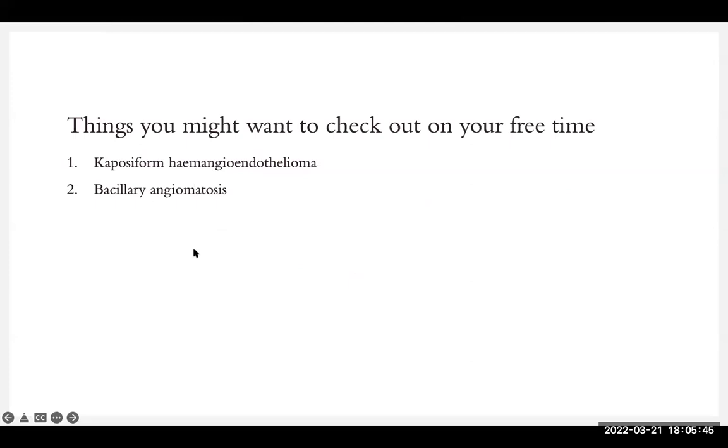I would highly recommend that you check out this too. You have Kaposiform hemangioendothelioma, which is a differential for Kaposi sarcoma. Check out how it appears and how it is different from Kaposi sarcoma. You have bacillary angiomatosis, which is a bacterial infection by Bartonella. You can check out how to differentiate the two. There's a special test that we do to know that this is not Kaposi sarcoma you're dealing with, and it's the bacterial infection.